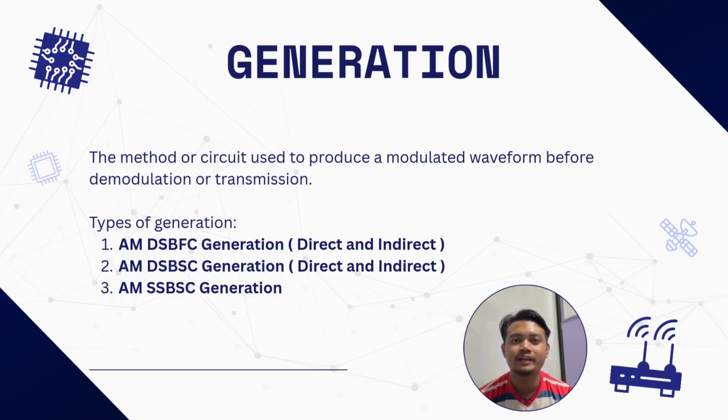Now we will look at how AM signals are generated. Generation simply means the method or circuit used to produce a modulated waveform before it is transmitted. There are several types of AM generation, including double sideband full carrier, double sideband suppressed carrier, and single sideband suppressed carrier, each with direct and indirect techniques.